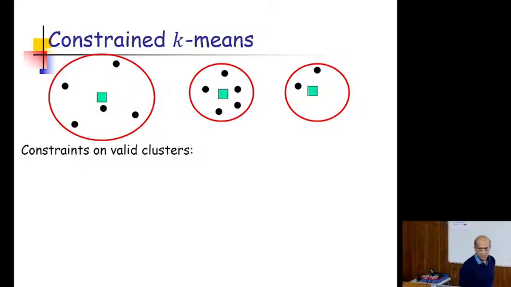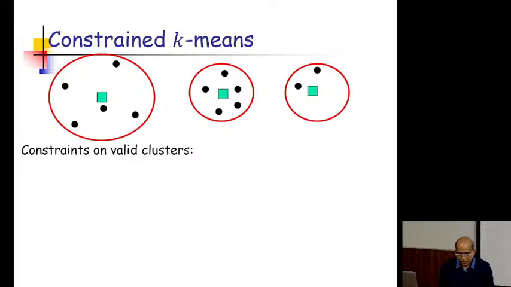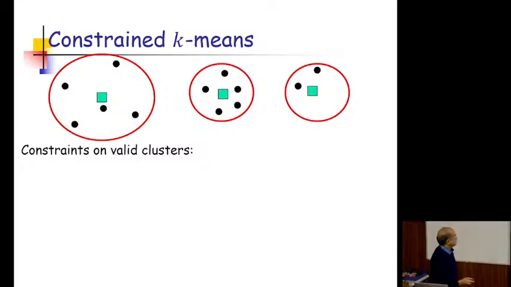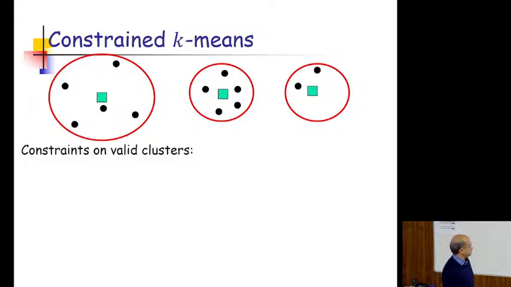So does it work for k-center as well? Not k-center, right? So k-means. Okay, so constrained k-means is as follows.